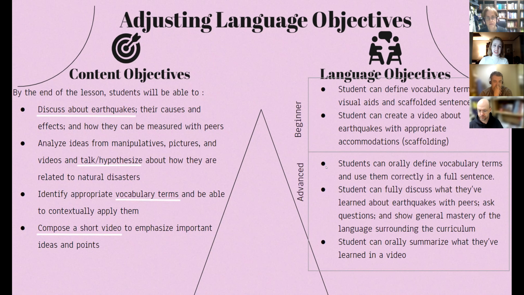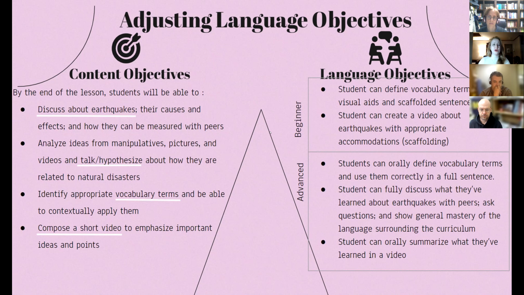And for my advanced students, I don't have intermediate here just because there wasn't space on the slide. I want them to be able to orally define vocabulary terms and use them correctly. I want them to discuss what they've learned. I want them to ask questions. I want them to show that they know the language surrounding the curriculum. And I want them to orally summarize what they've learned in a video. So I'm not giving them a lot of scaffolding here.